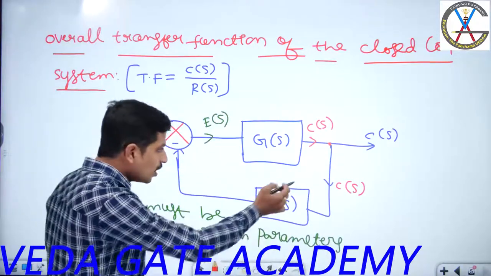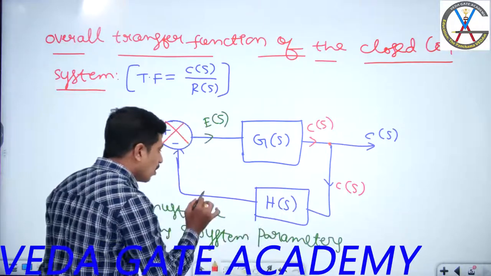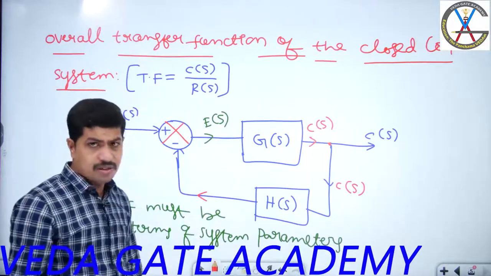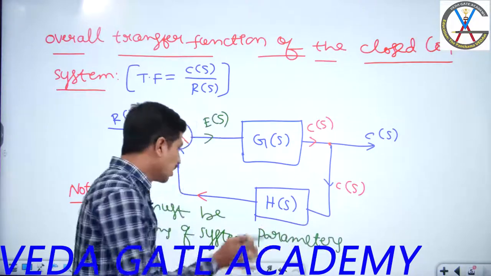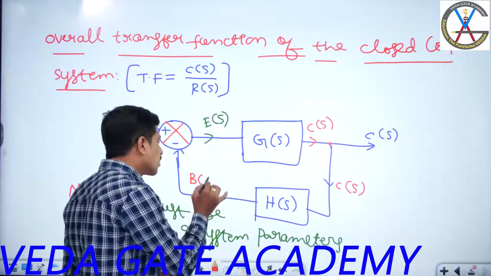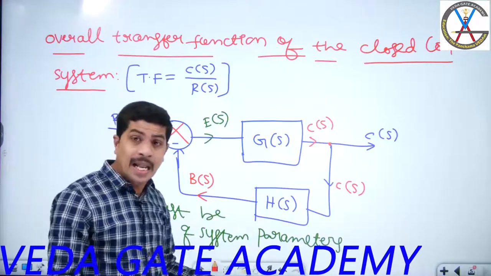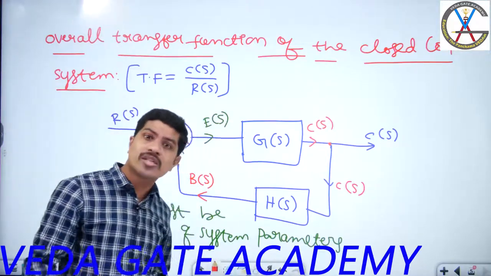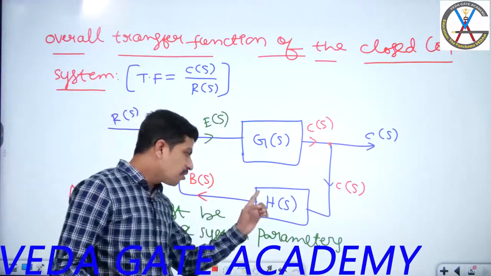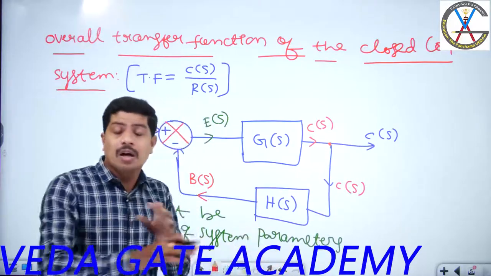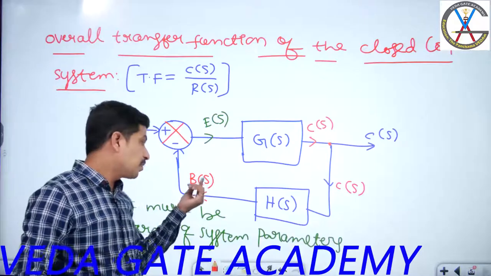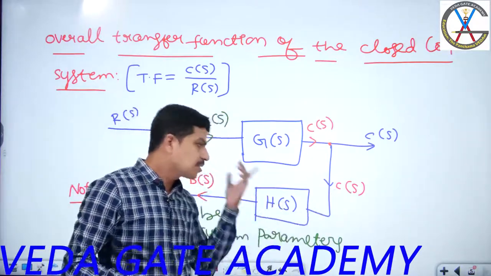Now you tell me, this is C of S, this is H of S. What will this be? C of S into H of S. Both can be multiplied, right? This is C of S, this is H of S. I call this one B of S, where B of S is also a signal. Yes, B of S is also a signal. Why? Because B of S is a function of H and C, where C is a signal. B of S is not completely depending on system parameters. It depends upon some variable and a system parameter.